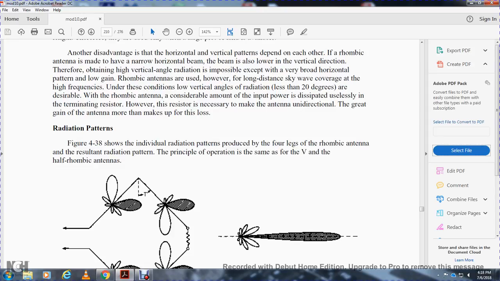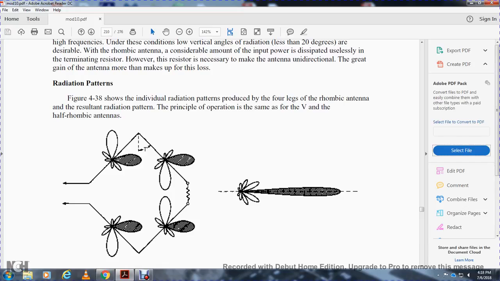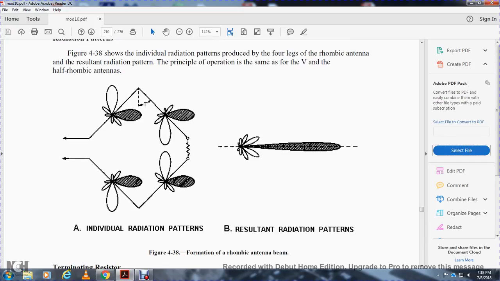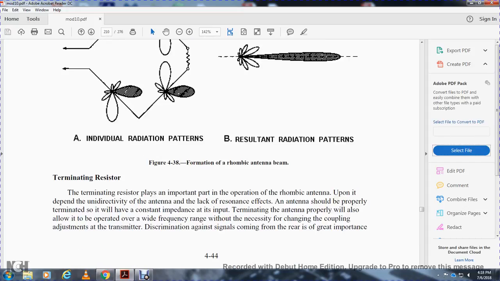Radiation patterns. Figure 438 shows the individual pattern produced by the foreleg of the rhombic antenna. The resulting radiation pattern of the principal radiation lobe is the same for the V and the half rhombic antennas. Individual radiation patterns result in the combined radiation patterns.